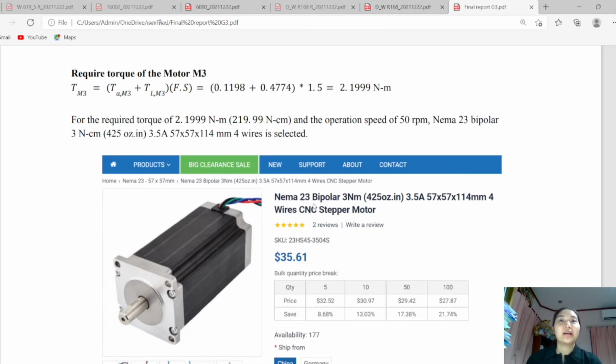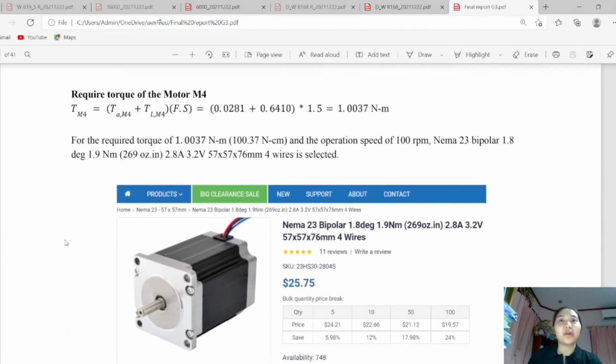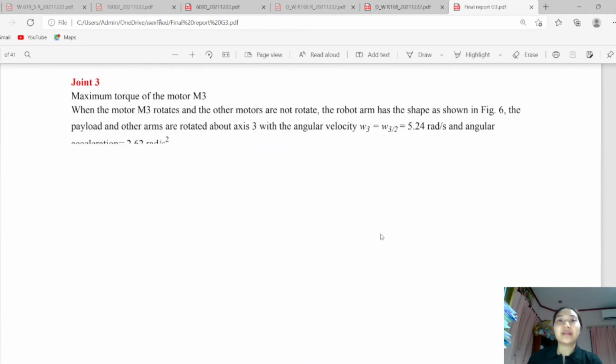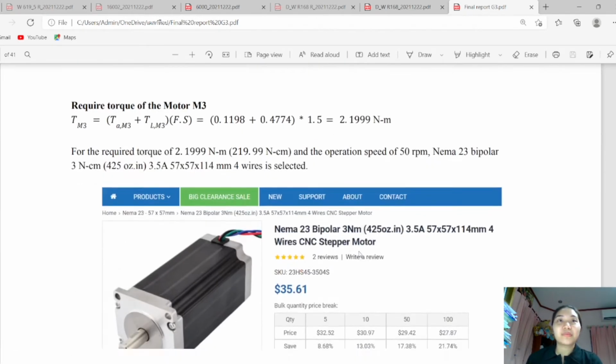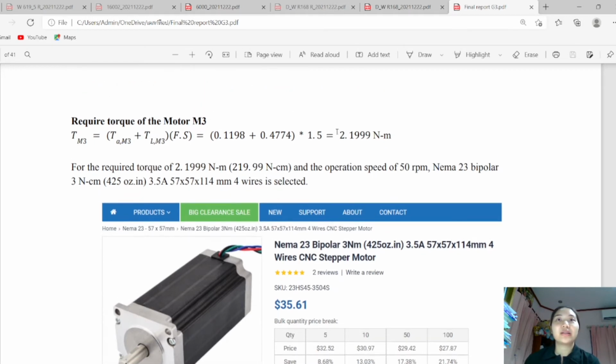25 but not the same with joy 5 and joy 4. Joy 5 and joy 4 is NEMA 23 but it has torque just 1.9 Newton meter, but this has 3 Newton meter, so it's enough to joy 3 more than the previous one.